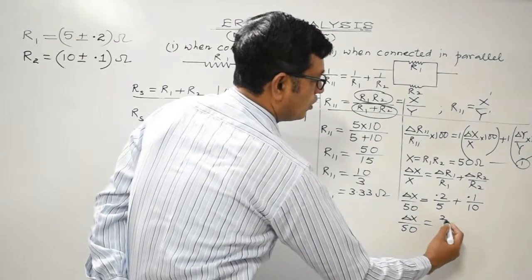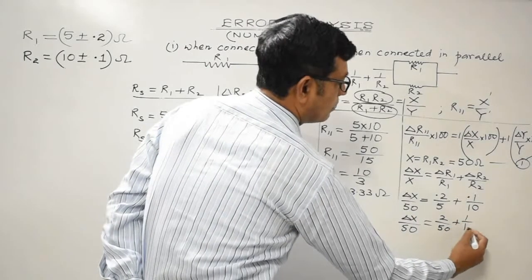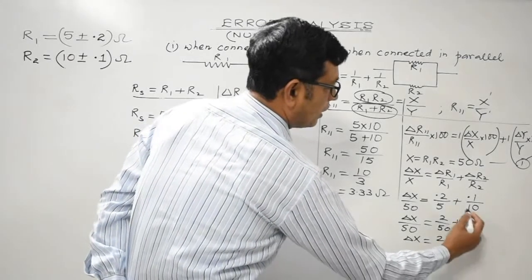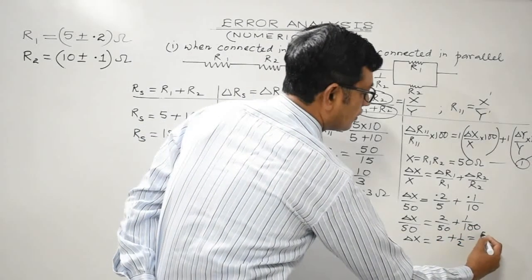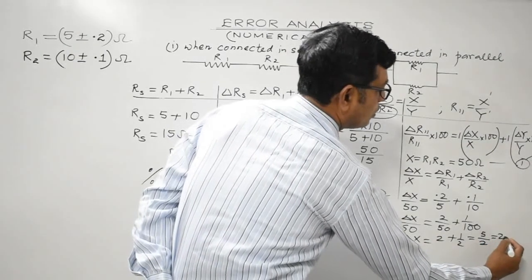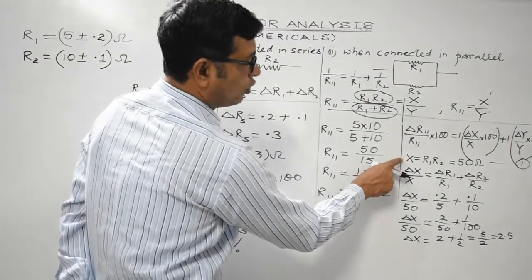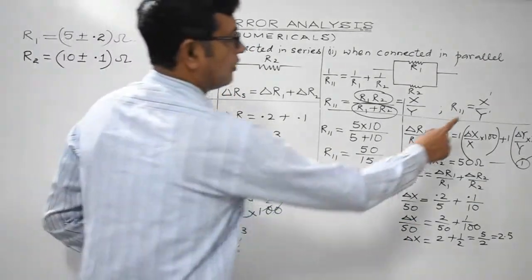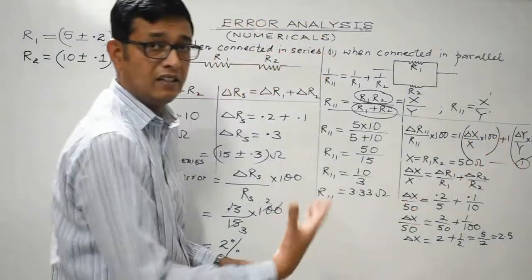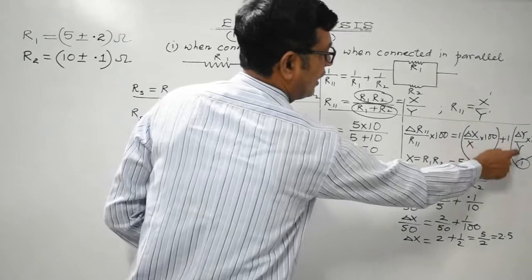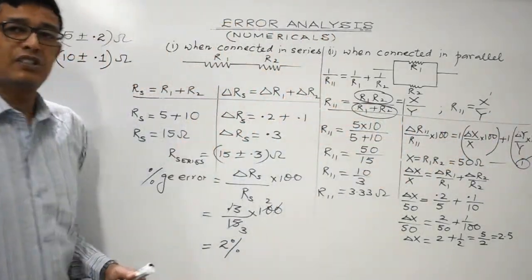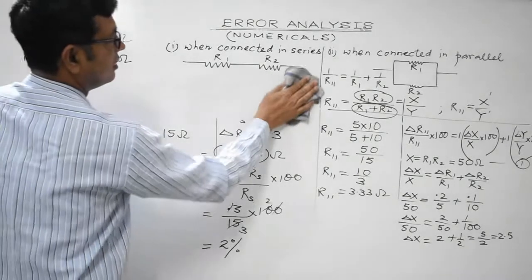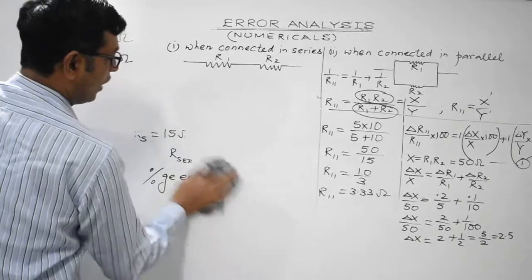It would be equal to 2 by 50 plus 1 by 100. So further we get 2 plus 1 by 2, that is 5 by 2, that is 2.5. So we have found both X as well as del X from here, right? Next step is to find out the value of Y and del Y, and then we need to substitute the value of X, del X, Y, del Y over here, and that will give us the percentage error in the parallel grouping. So let's proceed and try to determine Y and del Y.